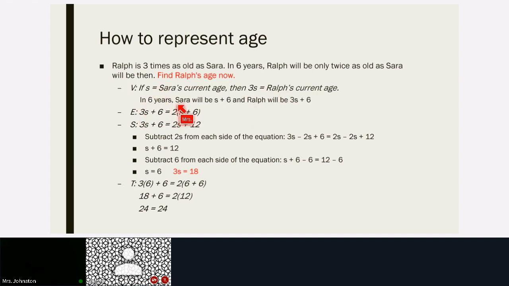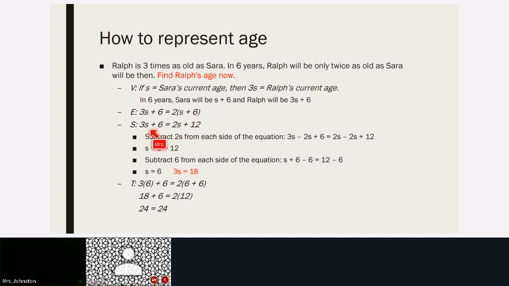Okay, now in 6 years, Sarah will be S plus 6. However old she is now, she's going to be 6 years older. So I'm just going to add 6 to her age. And Ralph will be 3S plus 6. 3 times her age plus 6 more. So here's my equation. 3S plus 6, that means Ralph's age is twice, meaning 2 times, Sarah's age then, which is S plus 6. Notice I put that in parentheses because he's twice her whole age, not just her age now.